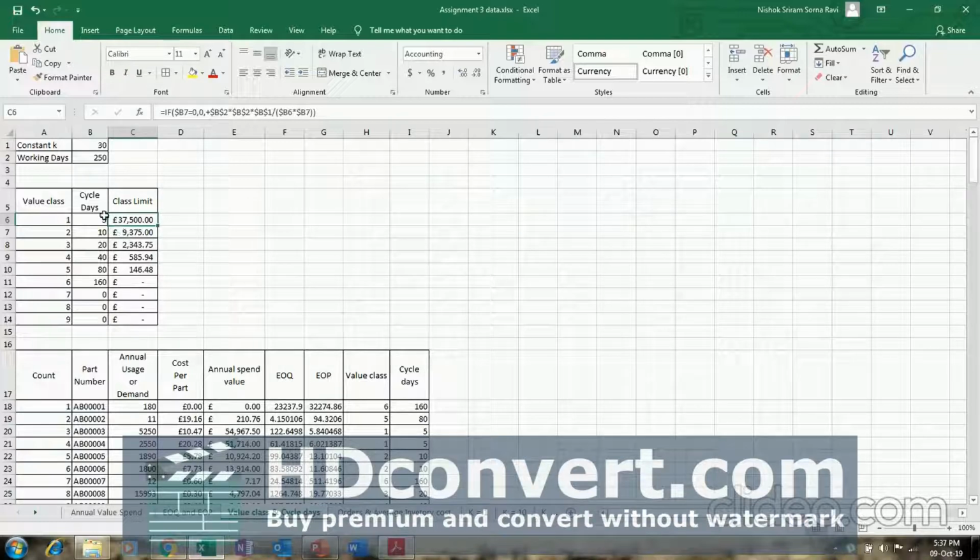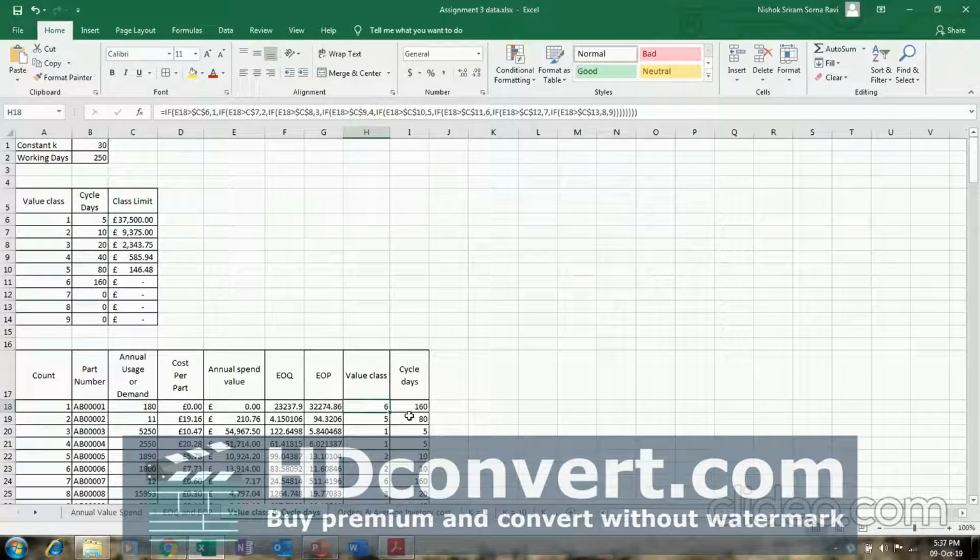So after finding out the class days and class limit, we need to find the value class for our product. So the formula is given over here. By using this formula, we have found under which class a product falls. And for every product we need to do the same, and just by clicking here and then dragging down, we can do the same for every product.